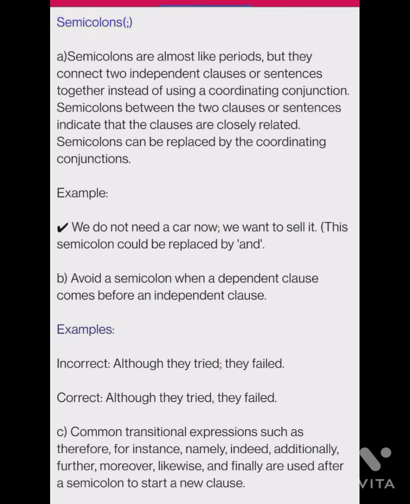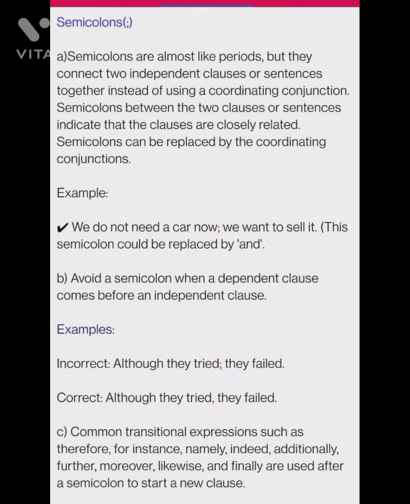Quickly see here. We do not need a car now. We want to sell it. So: we do not need a car now and we want to sell it. We have to use "and", but instead of using "and" we have used a semicolon.